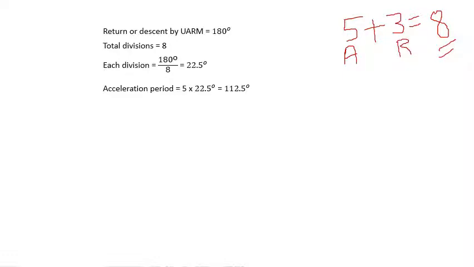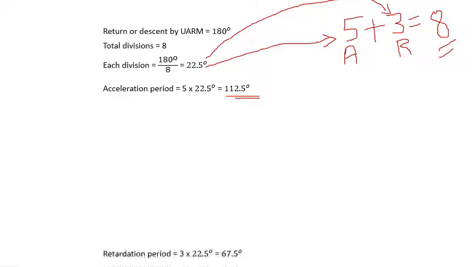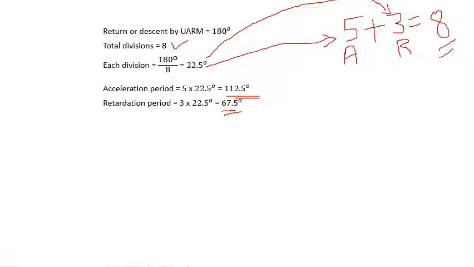Therefore 5 multiplied by 22.5 is nothing but the acceleration period, and 3 multiplied by 22.5 gives the retardation period. In the problem itself it is given 5 times acceleration and 3 times retardation. Therefore the total period is 8, and so we are dividing the return stroke and outstroke into 8 divisions. Each division becomes 22.5 degree.